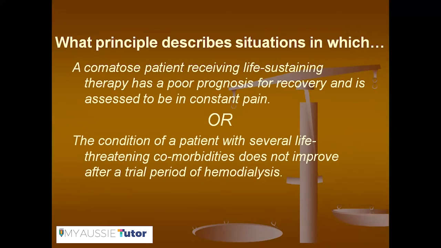So moving on, what principles describe situations in which a comatose patient receiving life-sustaining therapy has a poor prognosis for recovery and is assessed to be in constant pain? Rule of double effect. Or the condition of a patient with several life-threatening comorbidities does not improve after a trial period of hemodialysis. It does not improve again, then it is nothing.